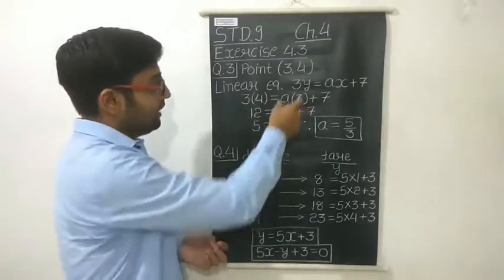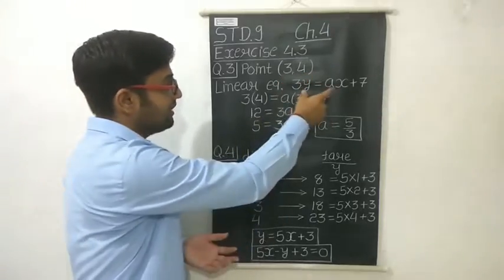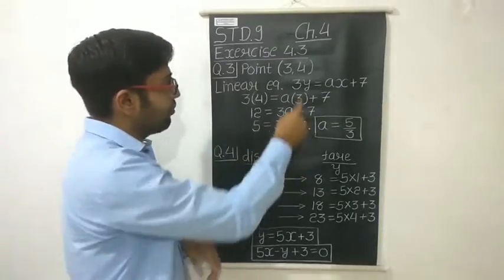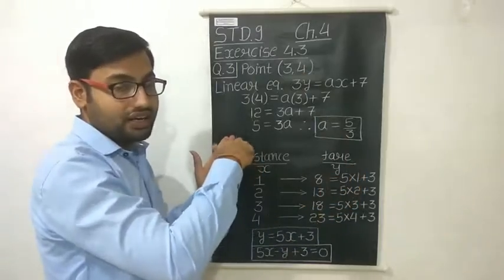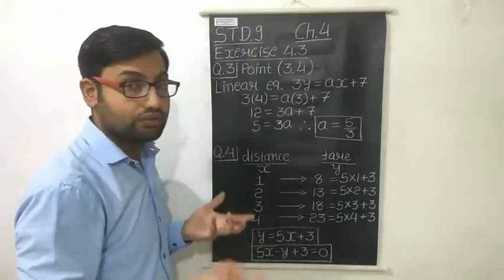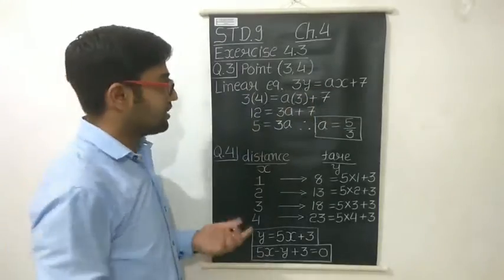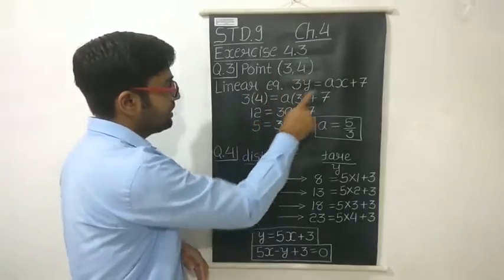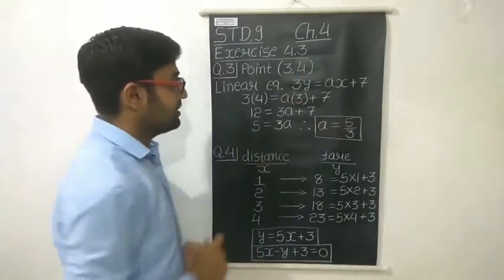Now we know that if this point lies on this line, then it is a solution of this linear equation. Then when we put the value of x here and y here, the left hand side and right hand side will become equal, because this point is a solution of this linear equation. So let us put 3 into y = 4 equals a, in place of x we put 3, plus 7 as it is.